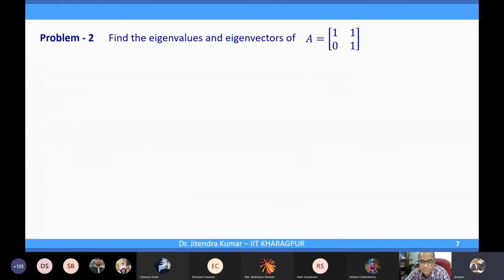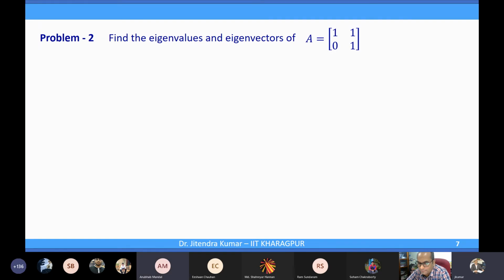Yes, sir. It's a simple question. Do it. Find the eigenvalues. Sir, what if the matrix A given is not a square matrix? We cannot define eigenvalues in that case. We will not get them for a non-square matrix.